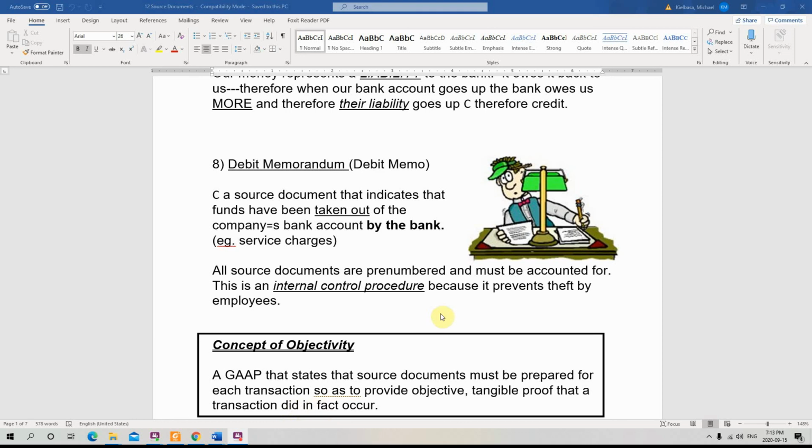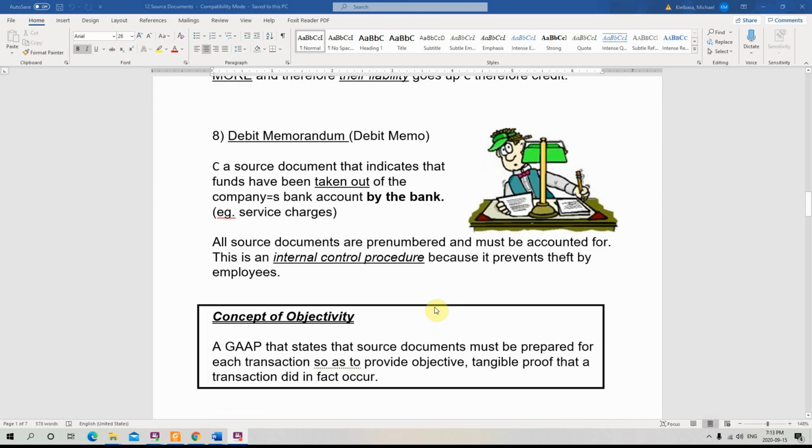So why are we learning about source documents? In the real world, okay, there are no nice little explanations of transactions. So what you're going to do is use some source documents to record transactions. Okay, so there's a couple of questions I'm going to assign where you are simply going to use the source documents to record the actual transaction. So you're going to have to read through the source document to determine what's actually taking place.